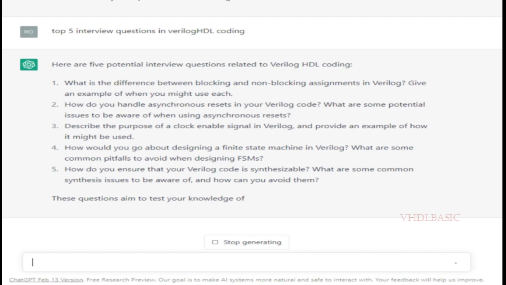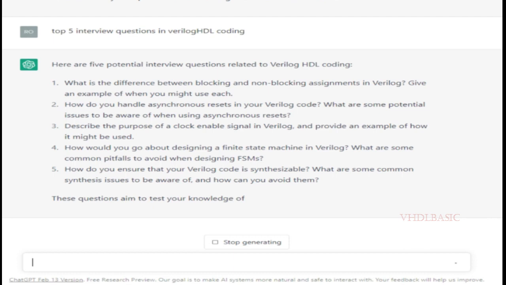Avoid large logic blocks. Synthesis tools can struggle with large blocks of logic, so it's important to break up the design into smaller blocks to make it more manageable. Use synthesis directives. Directives such as pragmas or attributes can be used to provide additional information to the synthesis tool and optimize the design.